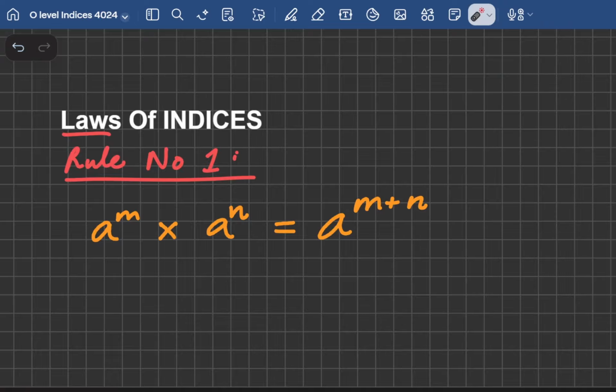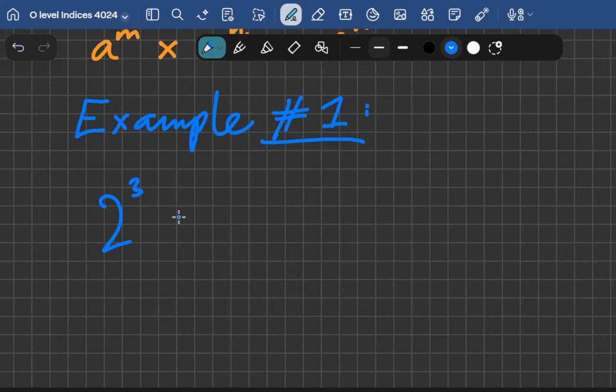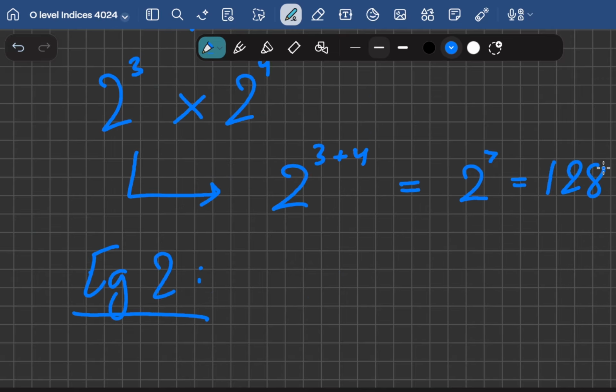Our first example is 2 cubed multiplied by 2 to the power 4. Now solve this. As you can see, the bases are the same and the powers are different, and the sign between them is multiplication. So this will become 2 to the power 3 plus 4, which equals 2 to the power 7, since 3 plus 4 is 7. So 2 to the power 7 is 128. So this is the answer.